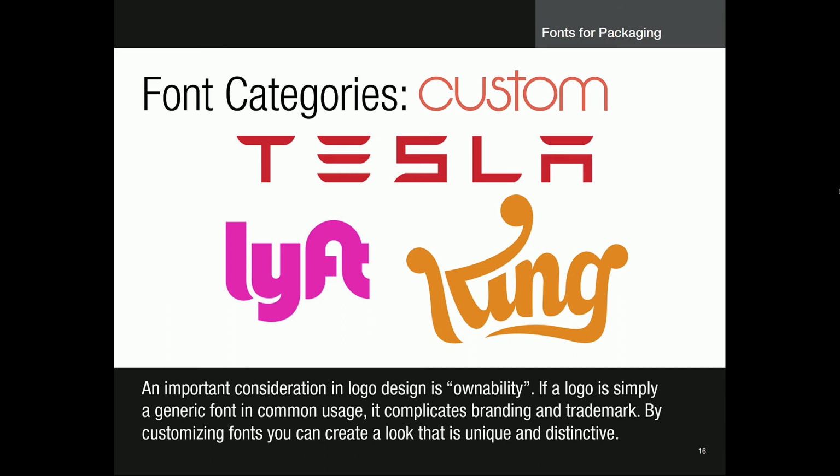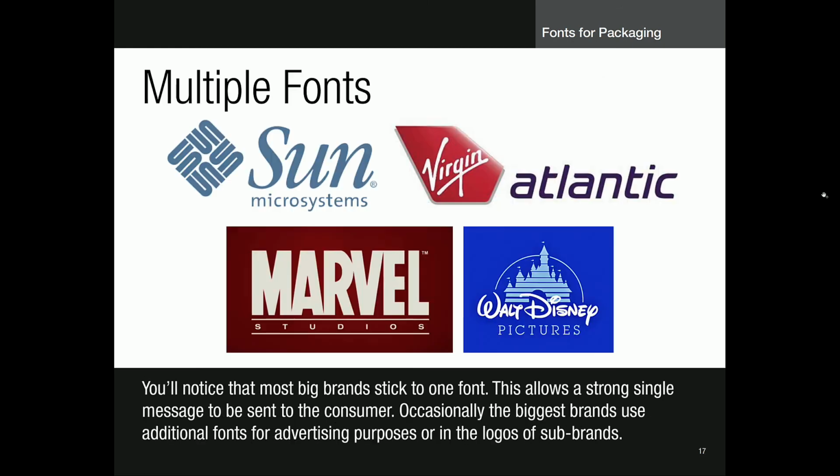Now, why would you customize type? Well, the biggest reason is ownability. And what that means is if I just do a Tesla logo with a regular font, it's really hard to copyright that and trademark because anyone could go and use the same font. But if I take that font and I customize it in such a way that it's unique to my company, then I can trademark it, I can copyright it. So even something as simple, if you look in the Lyft logo, the way they've done the linkage between the F and the T, we call that a ligature. Or even in the King logo, how they've kind of customized the K so that it sweeps around.